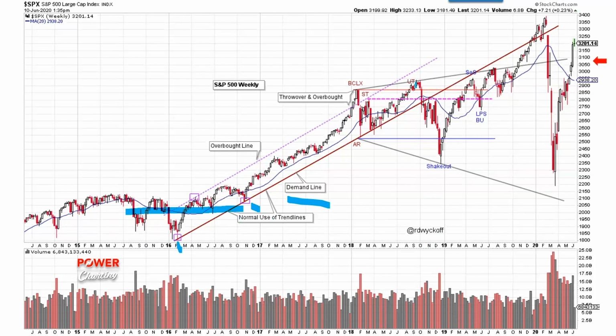So here's the October to December 2018 decline, breaks it down. Then there's a rally that goes up along the demand line all the way up into the January, February peak, throws over overbought condition here, and then a massive failure. Broadening structure, look at this, broadening structure.